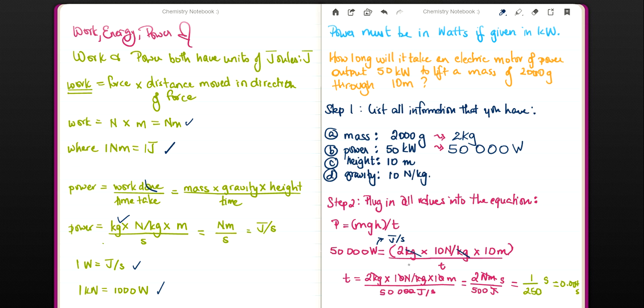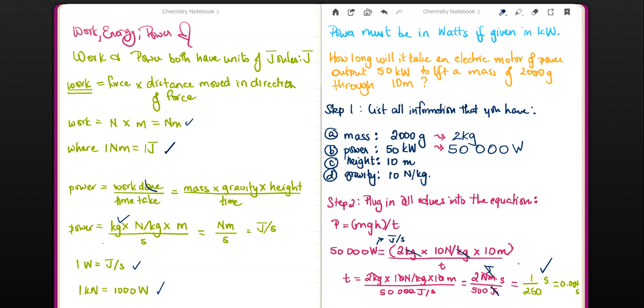Now we're looking for time, so we're going to switch it up and put t equals 2 kilograms times that, over 50,000. We get rid of the units, and we're left with newton meters over joules per second, because we changed the watts to joules per second. And because newton meters is joules as well, we can cancel out the joules, and we're left with seconds alone. And that's how we know our calculations are correct.